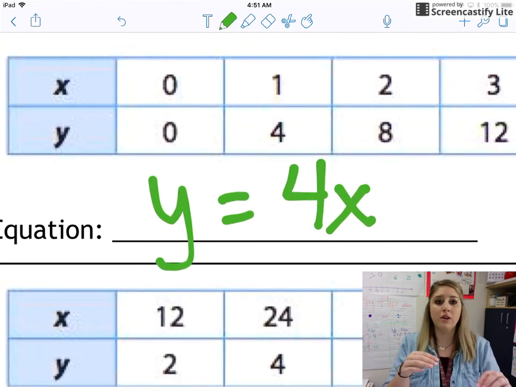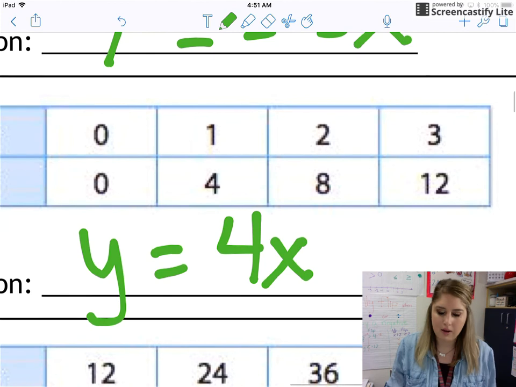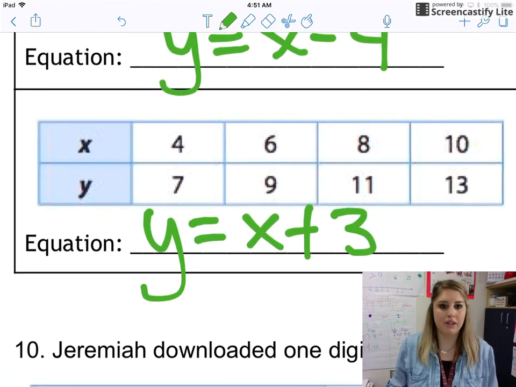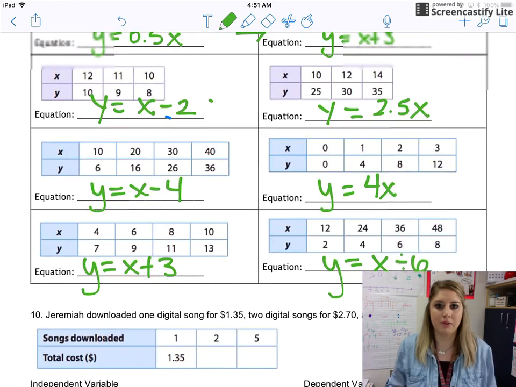On the next one, I noticed that first one was 0, 0. So that gave me a hint that it was a multiplying problem. Remember, when we hit 0, 0, multiply problems. And then 1 to 4 is times 4, so that one wasn't too bad. This one was pretty slick, just y equals x plus 3.